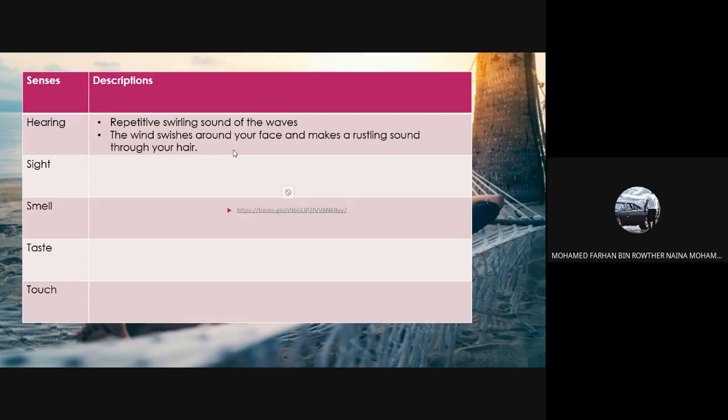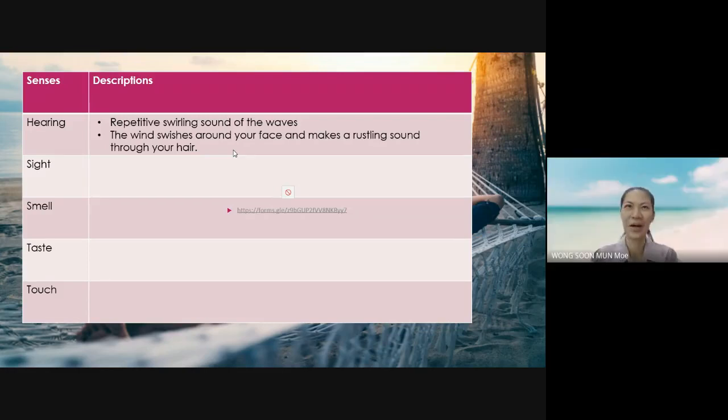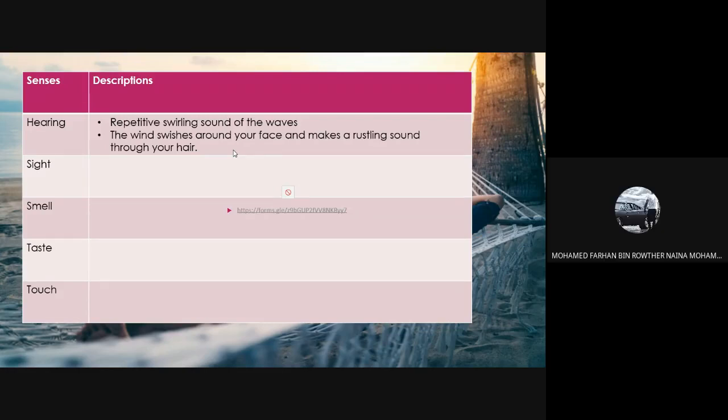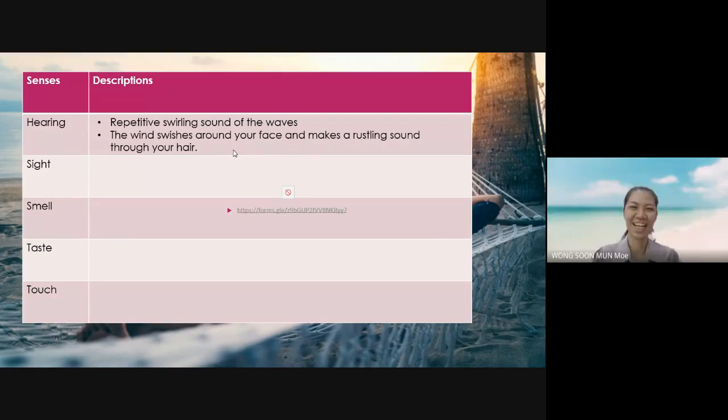Any other idea? Shouting of a mother. Okay. Hey, Abu, don't go to the water. Come back here. Yeah, that could be. That is possible also, right? Or you can hear children playing happily on the seaside. So these are the hearing.